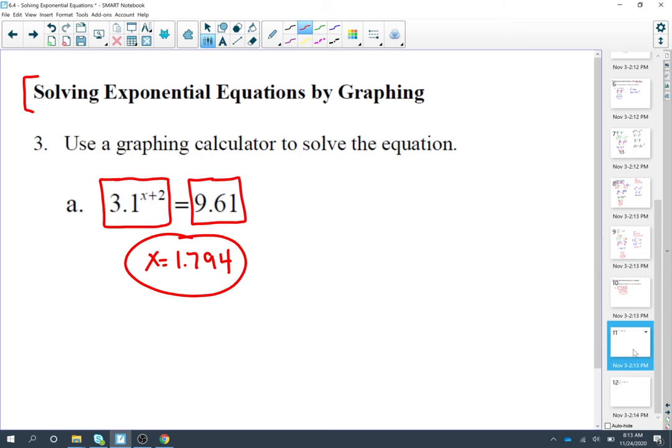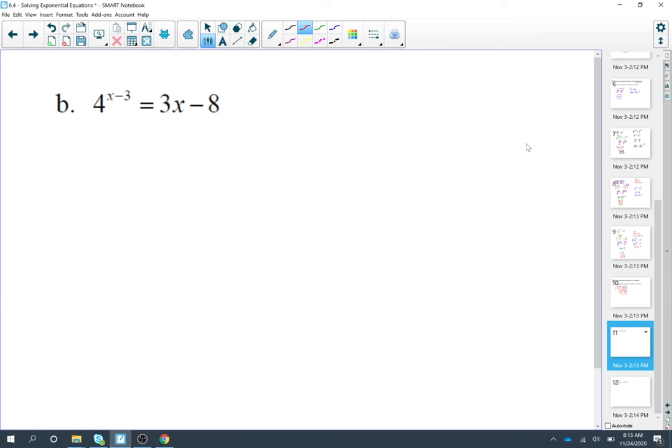Letter B. So 4 to the power of x minus 3 equals 3x minus 8. Again, this has a base of 4, and over here you're actually dealing with two things. This wouldn't even be nice to try to figure out a base, so we're just going to graph it. Here we have the left side of the equation. Here we have the right side of the equation, and we're going to graph them both separately.